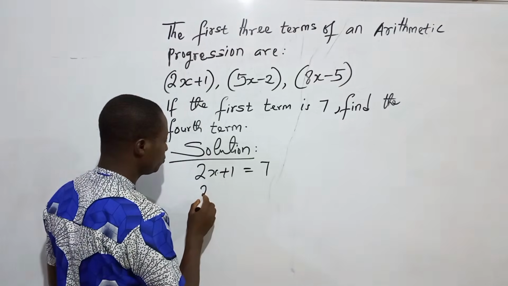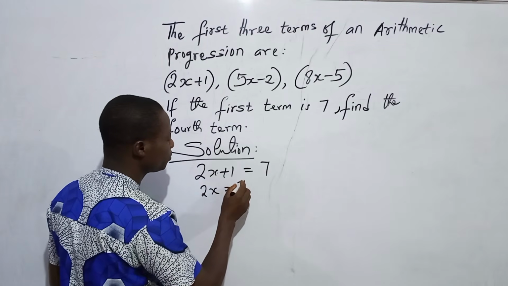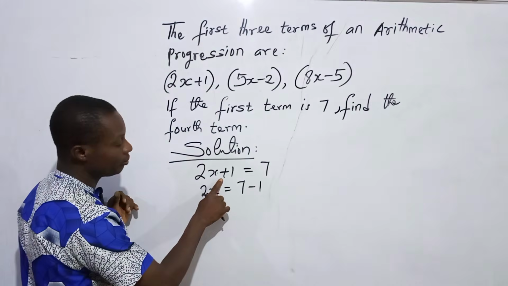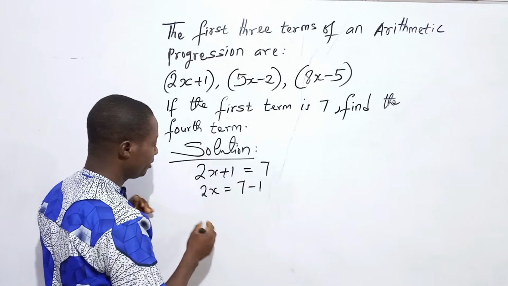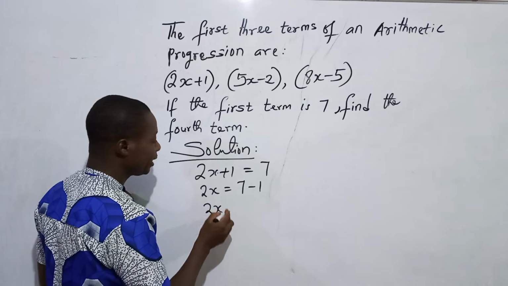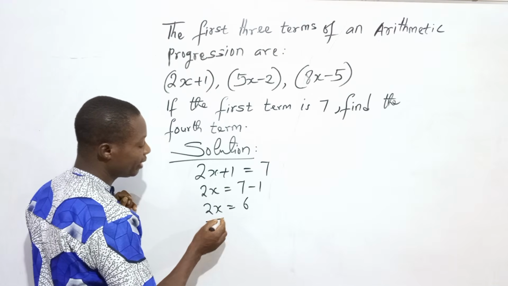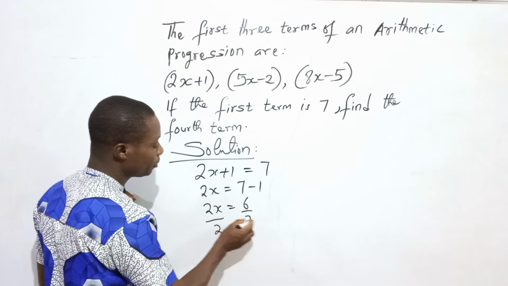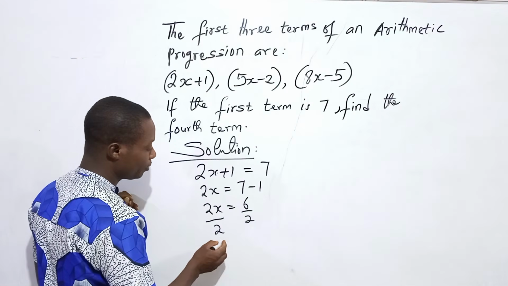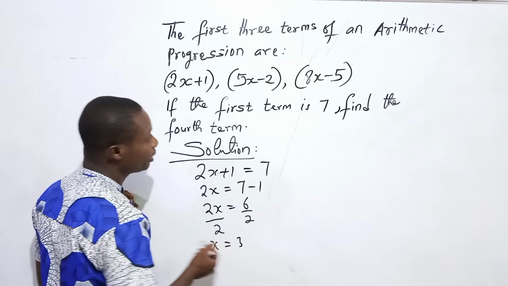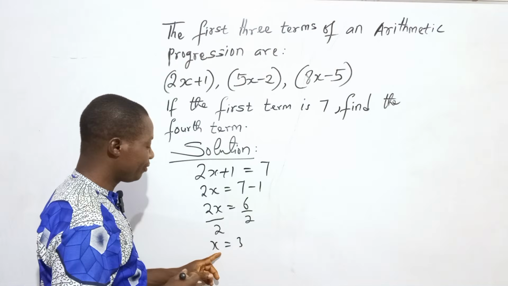That gives us 2x equals 7 minus 1, taking plus 1 to the other side. So we now have 2x equals 6. Then we can divide both sides by 2, and that gives x to be 3. But what are we looking for?